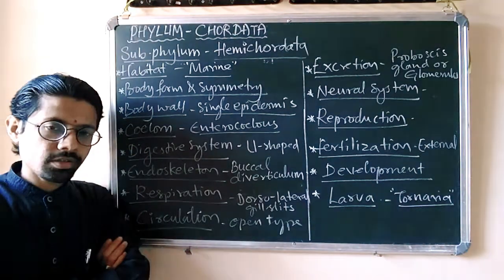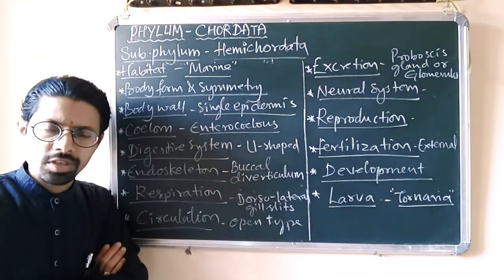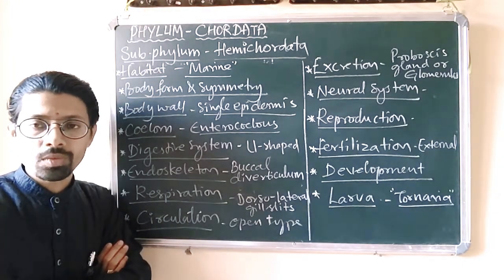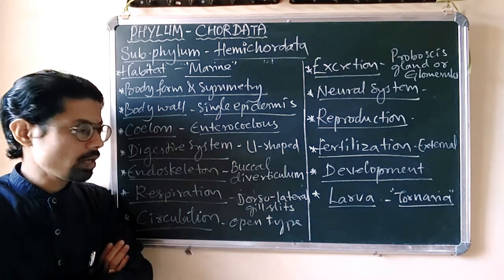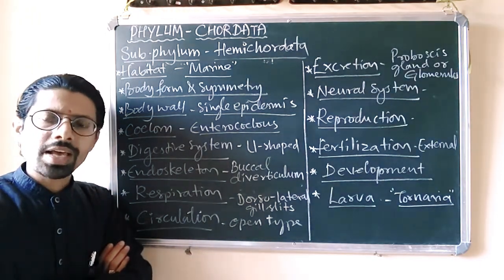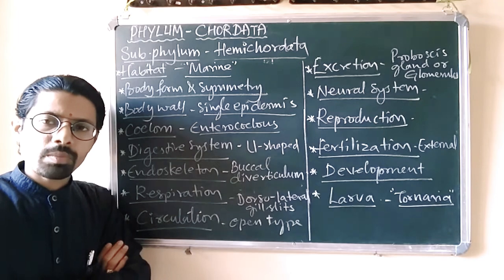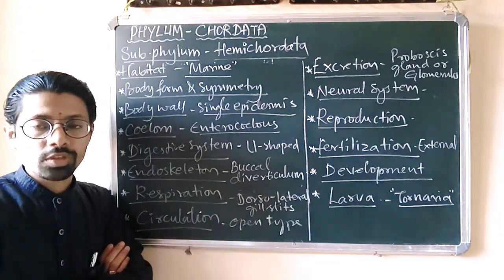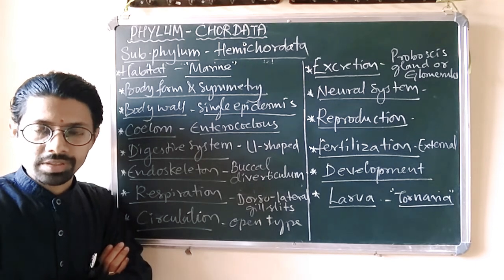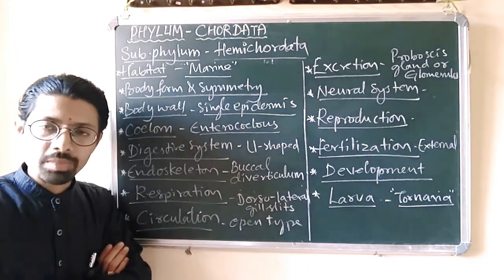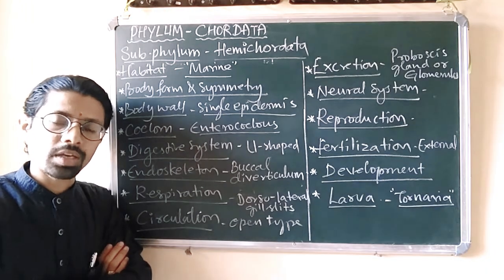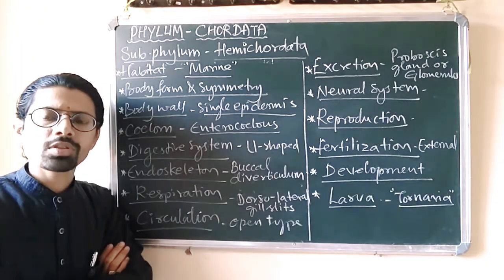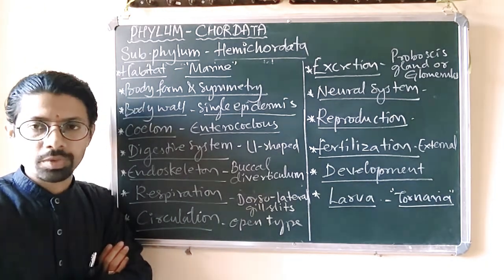Then the digestive system is complete. It is either straight or sometimes a U-shaped digestive tract. Then the endoskeleton is not very well developed, but previously the buccal diverticulum, which runs into the proboscis, was considered to be the notochord. Later they identified it as some other tissue, not a notochord. Because it was similar to the notochord, it was previously considered an endoskeletal structure.